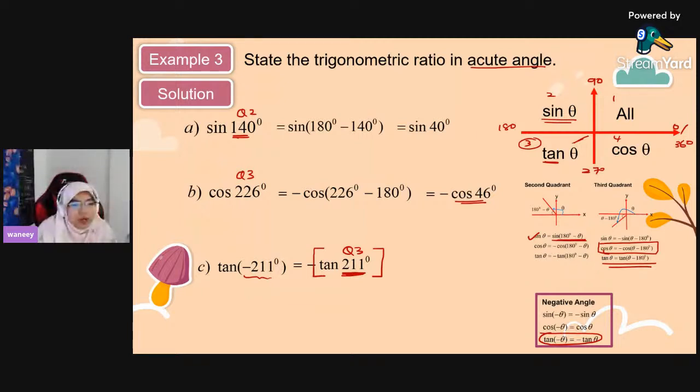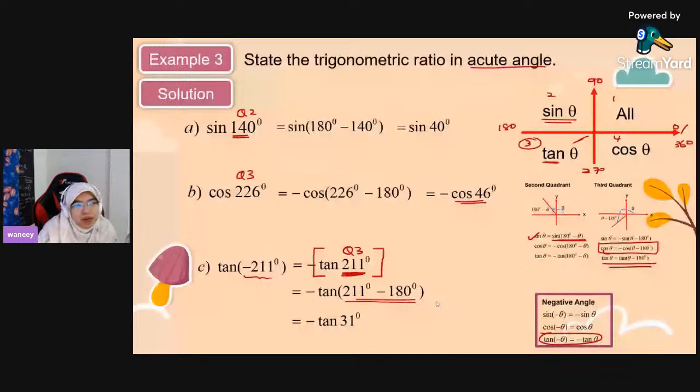So they will become negative tangent of 211 minus 180. Simplify this, and it will become 31. So this is negative tangent 31 degrees. We already stated this in trigonometry: state the trigonometric ratio in the acute angle. Let us see some examples where we can actually use the special angles.